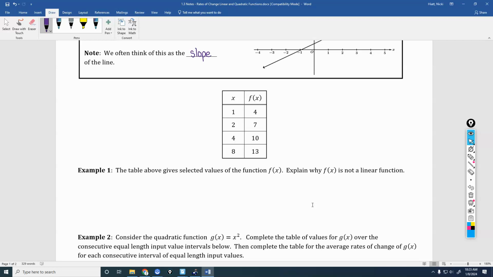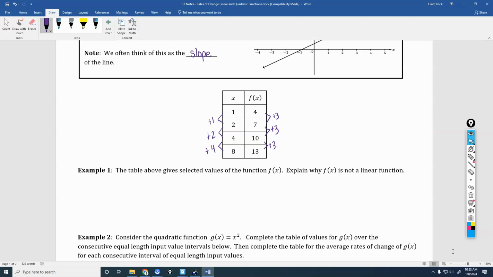Okay, so who could tell me here why this is not linear? What do you think, Tyler? Okay, so the x is not going up at a constant rate, but the f of x is, right? So a lot of times we might start looking like, oh, this goes up by 3, up by 3, up by 3. Oh, yeah, that looks linear. But over here, we're going up by 1, up by 2, up by 4, right?